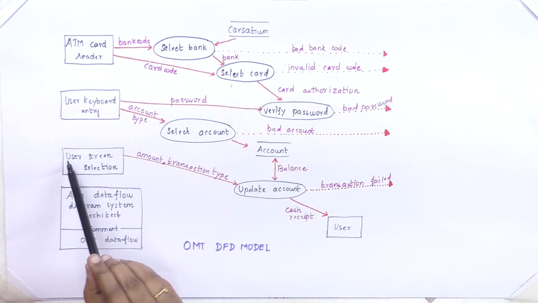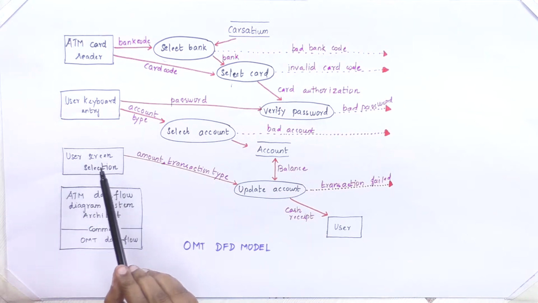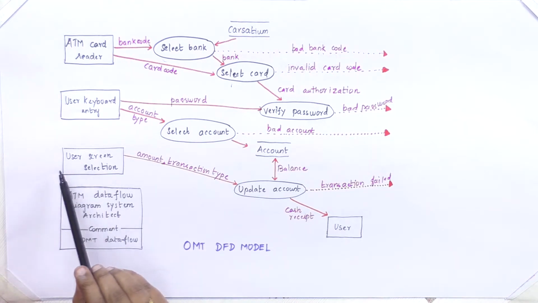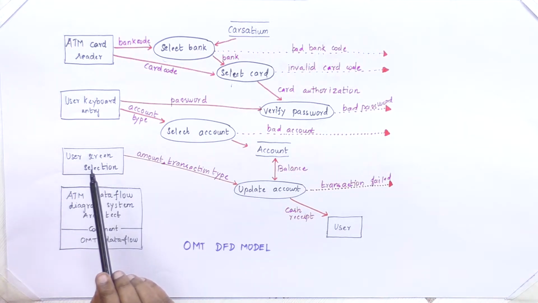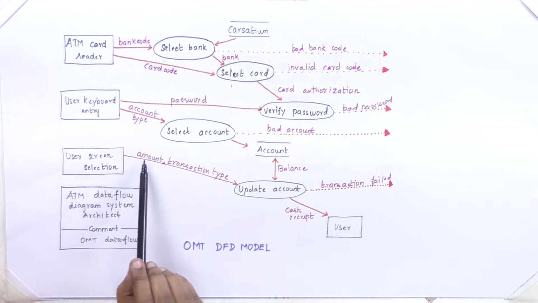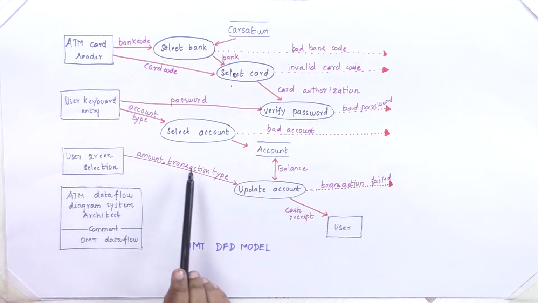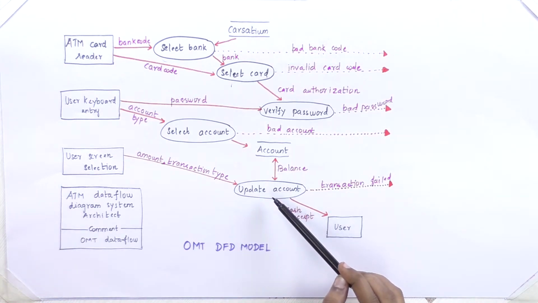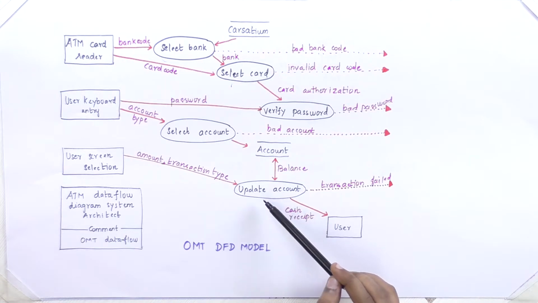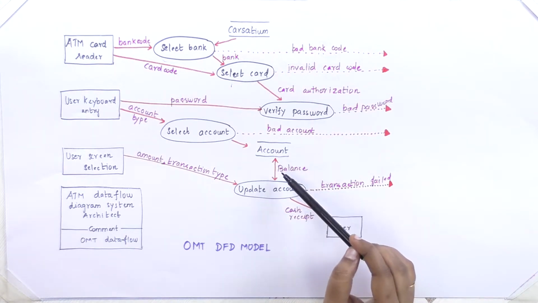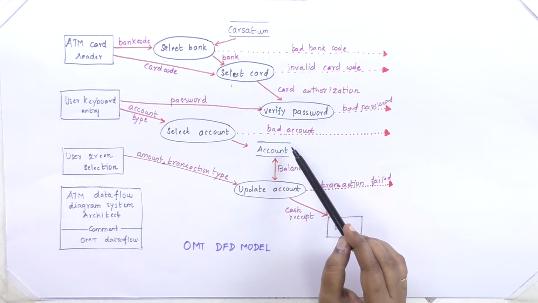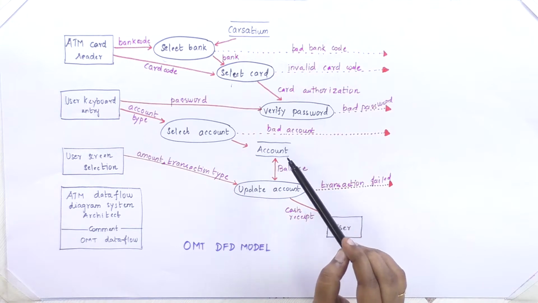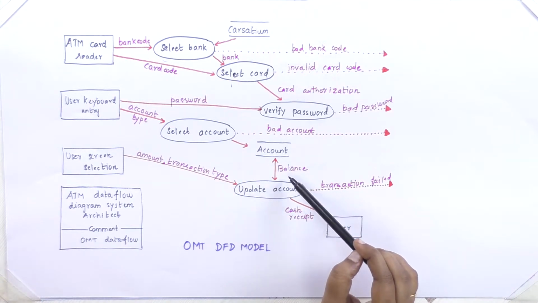For that, the user will be selecting options like withdraw and deposit on the ATM screen. So in the external entity he will be selecting the option. That option, the amount or the transaction type, will be sent to the update account process. In this process, either the withdraw process, the deposit process or the balance checking process will take place. For checking the balance, you will be using the account data store. In this account data store, you will have the balance details of a particular customer. So you can use those balance details.